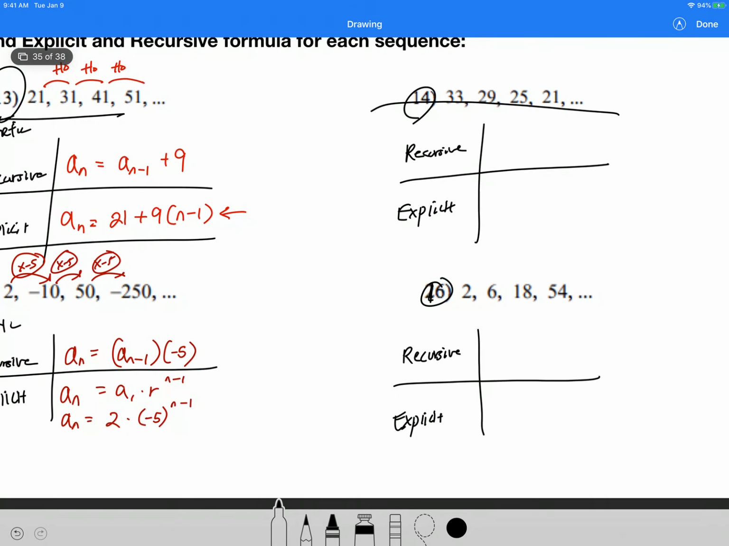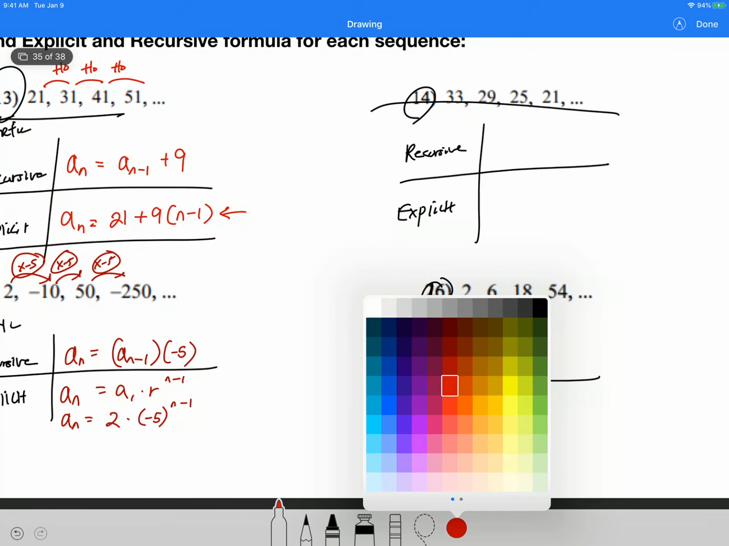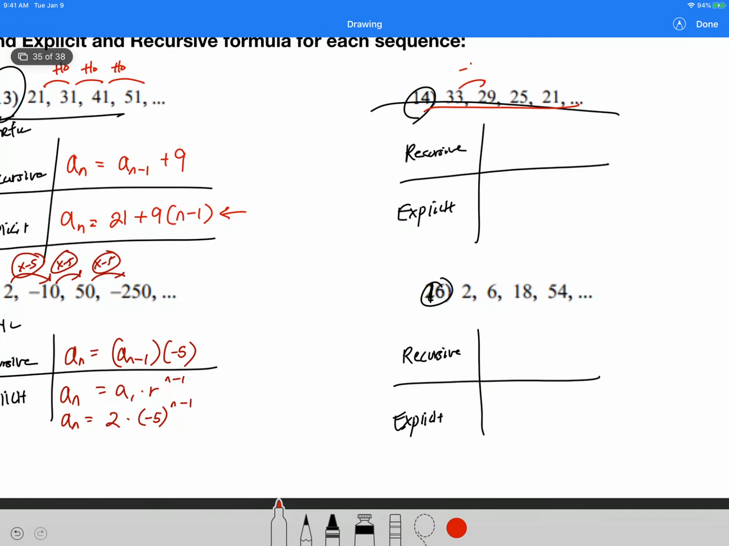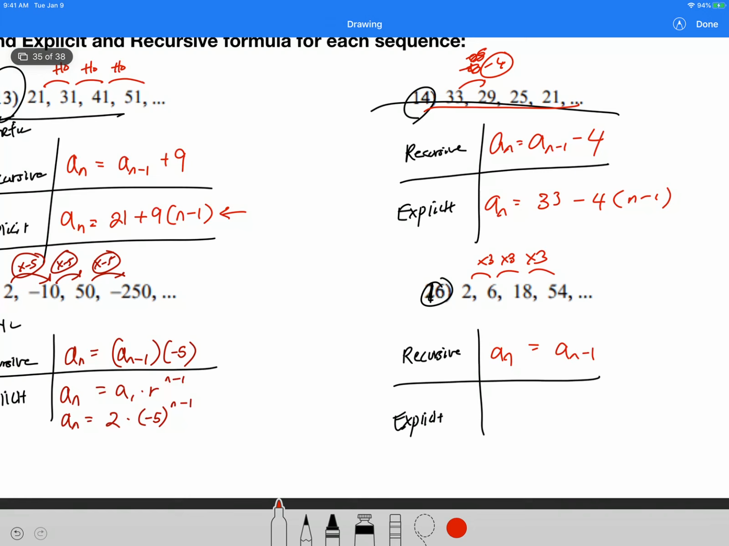Okay, so for the recursive formula in the arithmetic sequence, it's going to be subtracted by 6 each time. I'm sorry, minus 5 each time. No, I don't know why I'm making that mistake. It's minus 4. So a sub n is equal to a sub n minus 1 minus 4. The explicit formula would be the first term minus the common difference times n minus 1. For the geometric sequence, you should see that it's going to be multiplied by 3 each time. So the recursive formula is a sub n equals a sub n minus 1 times 3, where explicit would be 2 times 3 to the n minus 1 power.